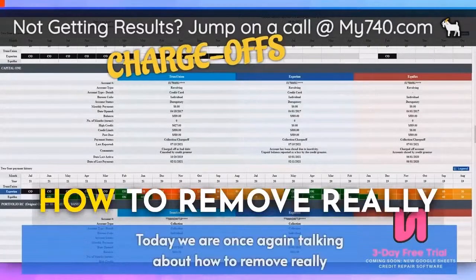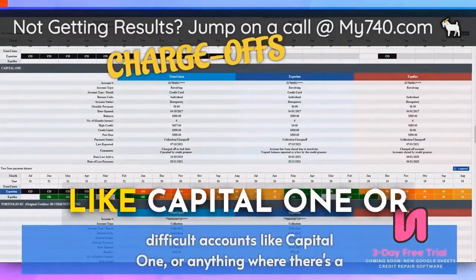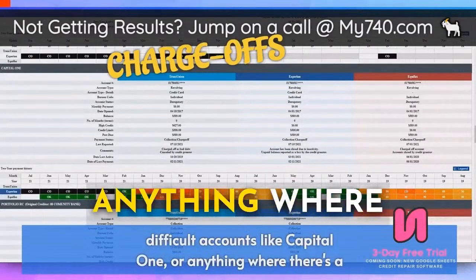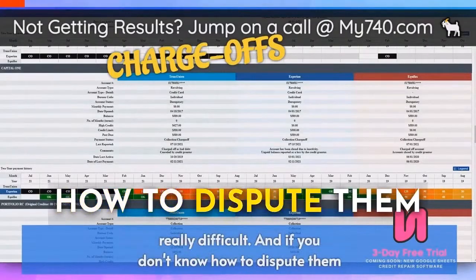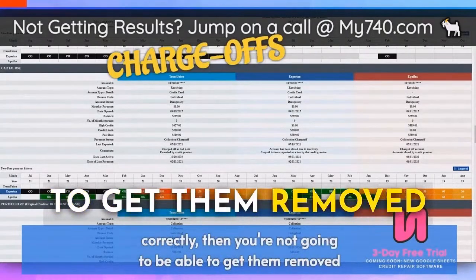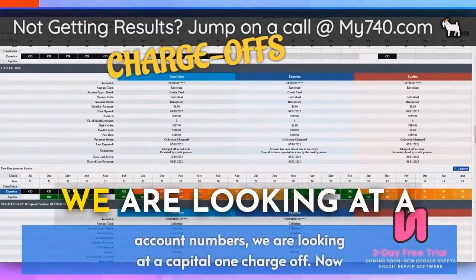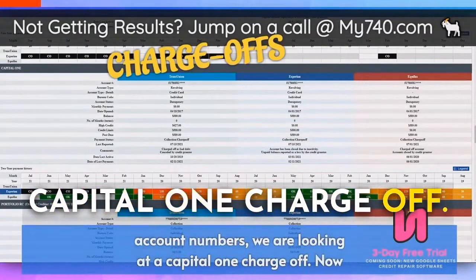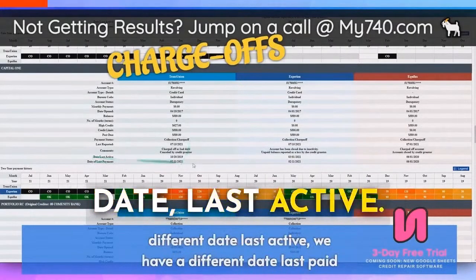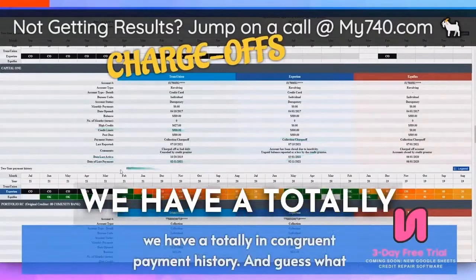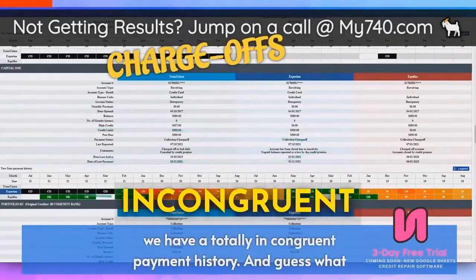Today we are talking about how to remove difficult accounts like Capital One or anything where there's a bank involved. If you don't know how to dispute them correctly, then you're not going to be able to get them removed in a reasonable period of time. We are looking at a Capital One charge-off. We have different date last active. We have a different date last paid. We have a totally incongruent payment history.